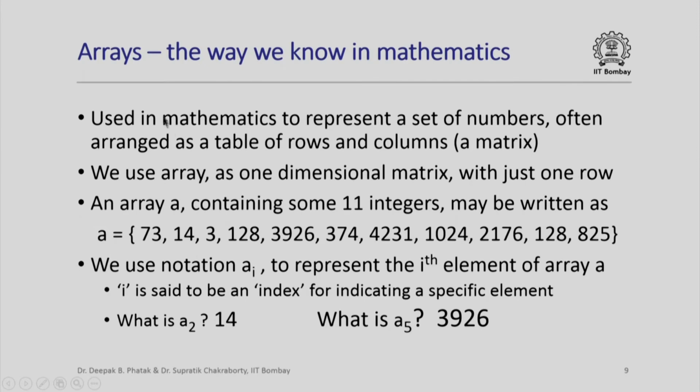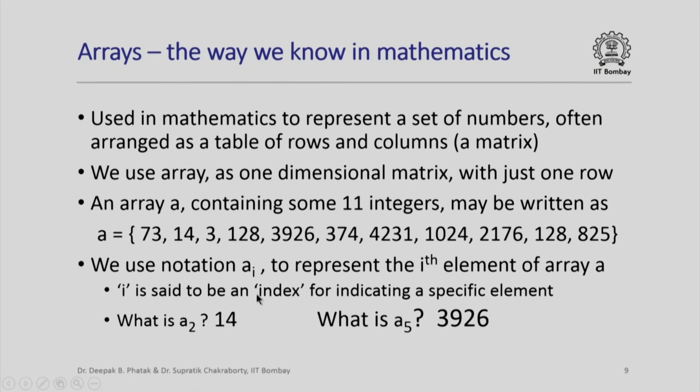We now look at arrays as we know them in mathematics. When we want to represent a set of numbers, often arranged as a table of rows and columns, it is called a matrix. For example, an array is nothing but a one-dimensional matrix with just one row. Now an array A, let us say, contains some 11 integers. We may be able to write it as A equal to 73, 14, 3, 128, etc. These are all 11 values. Mathematically, we immediately understand that A is an array.